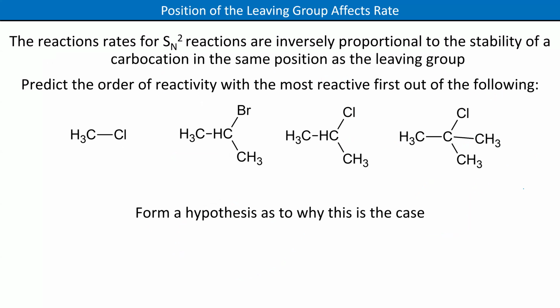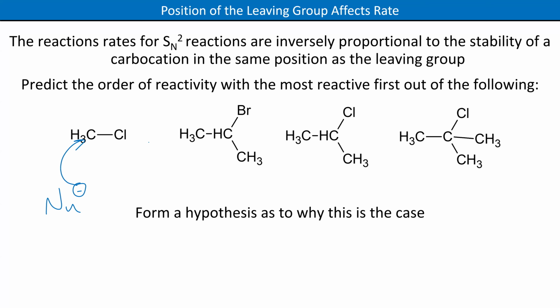So we already talked about this a little bit. There's a lot of text on this slide. But it's just saying that the reaction rates for SN2 are inversely proportional to the stability of a carbocation in the same position. Which is another way of saying that if the carbocation is more stable, that means it's slower in an SN2 reaction. Because it's easier for your nucleophile to come up and attack the carbon when there's nothing else in the way. Right, as we already discussed.